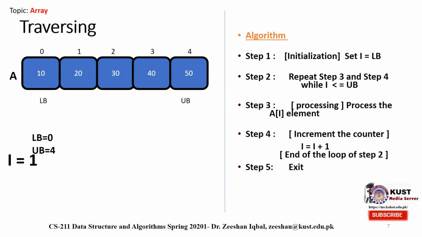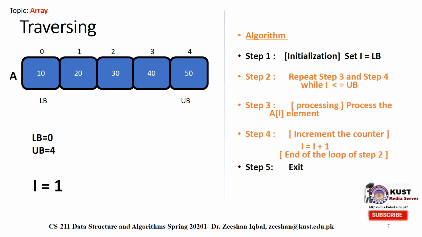Now the value of I is 1. So in step 2, the condition in the while loop is checked again with the new value of I being 1, that is, I is less than or equal to 4, which is also true. In that case, we repeat steps 3 and 4 again. In step 3, we process the element at the ith index of the array, that is A of 1. After processing the value at index number 1, we move to step 4, where we increment the value of I to 2.